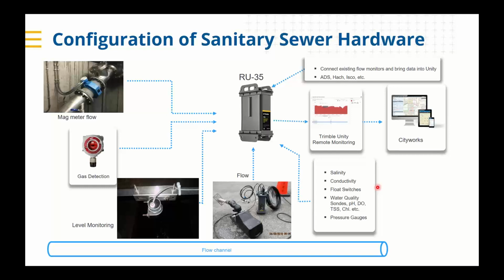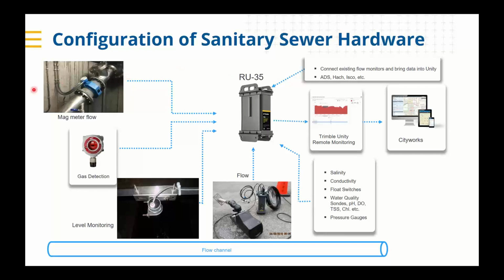So how do we configure all this hardware to track your activities in your collection systems, and what can we track? Our workhorse of our RTUs is called the RU-35. It's really well designed, very flexible, and has all sorts of capabilities to accept just about any sort of signal from any equipment that you have out in the field.